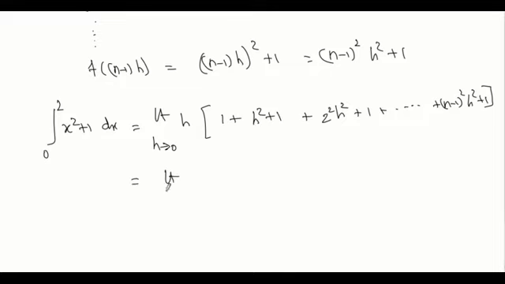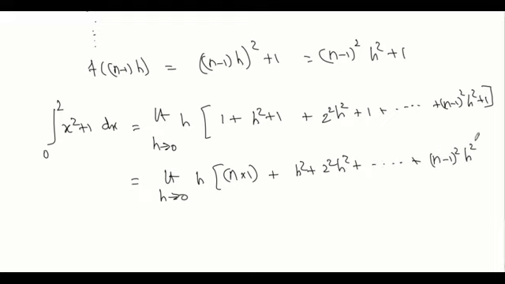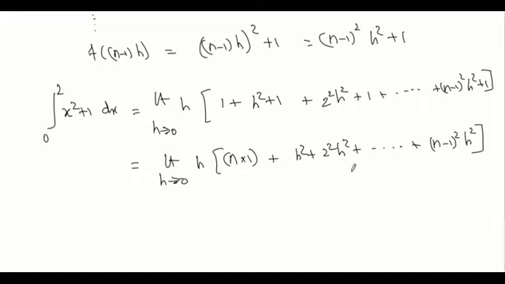So now we can group them. Limit h tends to 0 of h into, children, we can see 1, 1, 1, 1 up to n times it is coming. Therefore we can say it is n into 1 in the first case. Then plus h square plus 2 square h square plus etc. plus n minus 1 whole square h square. Like this we write. Okay, children, so this implies limit h tends to 0 of h.